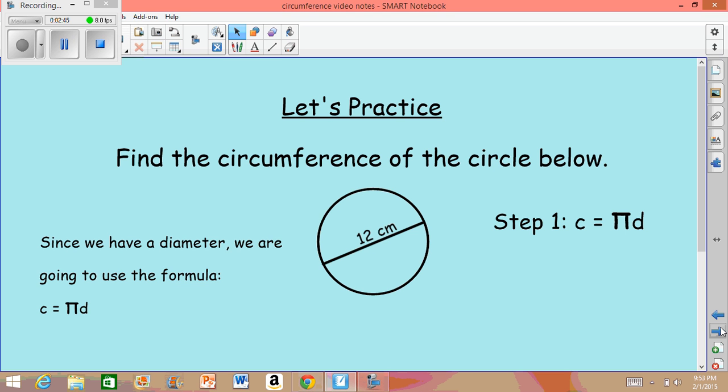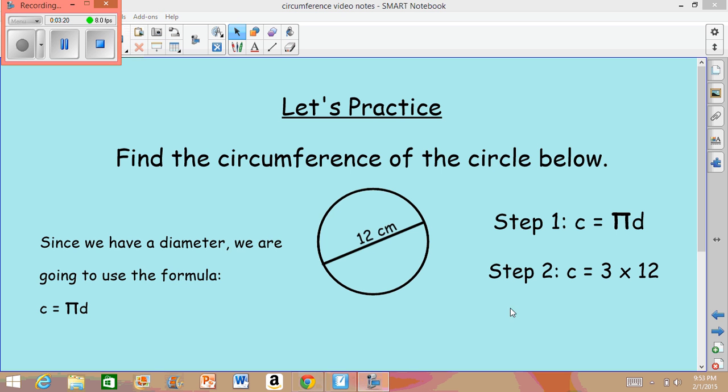So we're going to make this easy for you by following a 3-step process to get our answer. So step number 1 is going to be to write our formula. Our formula is circumference equals pi times diameter. After we write our formula, our next step, in step number 2, is to substitute our numbers. So C, which is what we are trying to find, we're going to use 3 for pi, and our diameter is 12. So in step number 2, we've substituted our numbers for our variables. Step number 3 in our problem is actually doing the math and getting our answer.